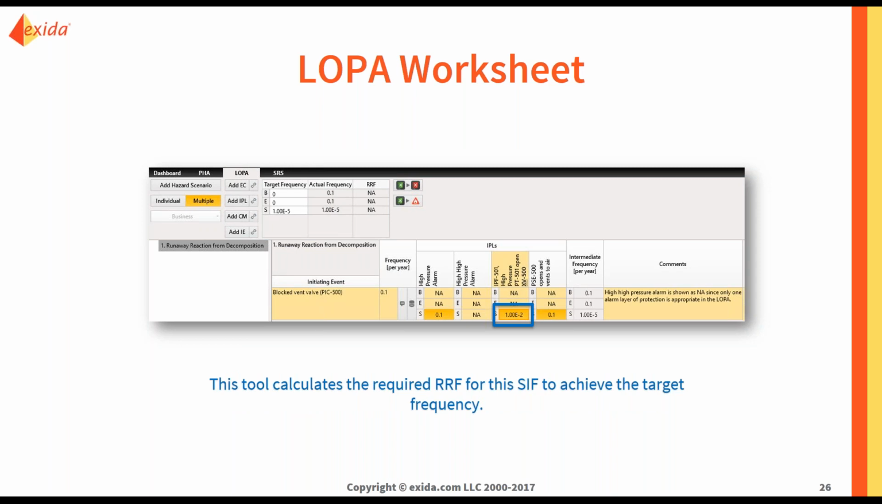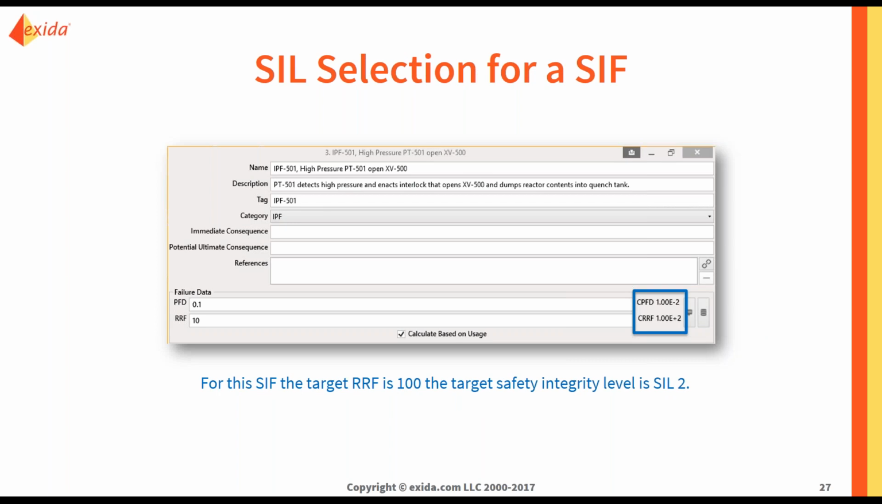If you want to attribute the risk reduction factor to a specific IPL or a SIF, the tool calculates the required risk reduction factor for the SIF to achieve your target frequency. And so this is where you're essentially getting your design criteria. It will automatically calculate the risk reduction factor, which is attributed to a safety integrity level. So in this case, in order to meet the target risk, the risk reduction factor for this SIF is 100. And so the target safety integrity level is SIL 2. This is the design criteria that you would want to hand off to the design team to make sure that your system is meeting your target frequency.